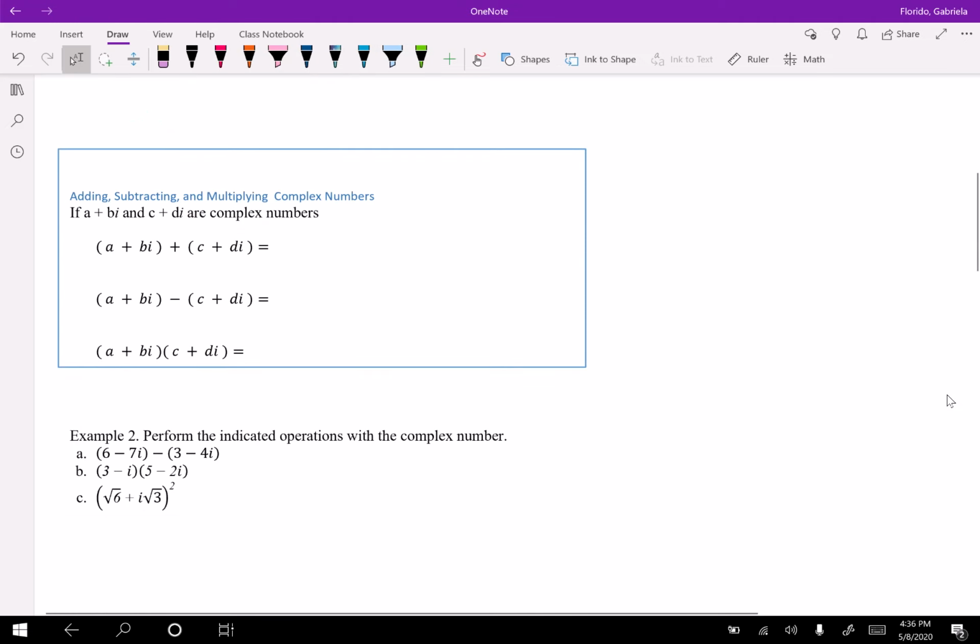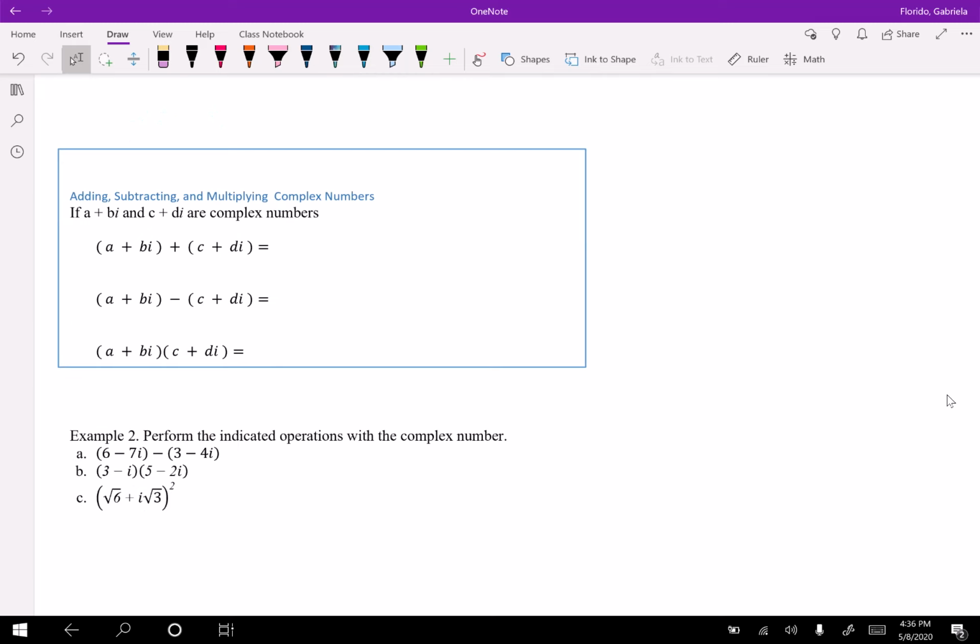All right, so how do we add, subtract, and multiply complex numbers? It's actually just as intuitive as you would think. You would combine like terms, and you would do the FOIL method for multiplication. So it's something that is comfortable for you, that we've done before.